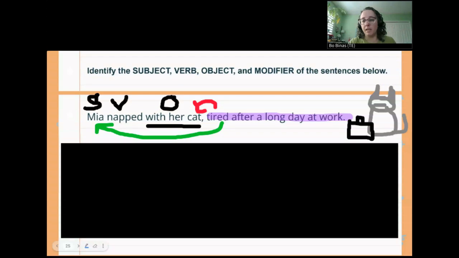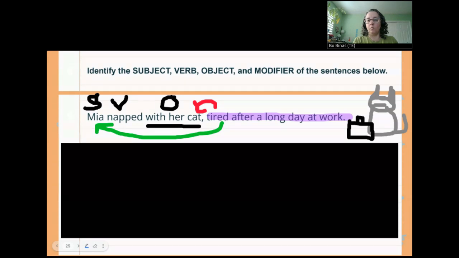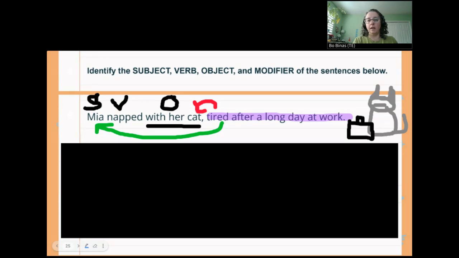In front of Mia, right. So tired after a long day at work, Mia napped with her cat. There we go. Just like that. Now the modifier is closer to Mia, and it works. And that sounds better too, doesn't it? When you're reading it, it doesn't sound off anymore.